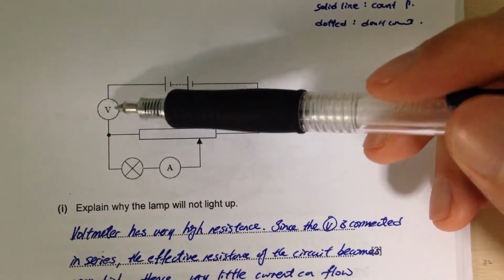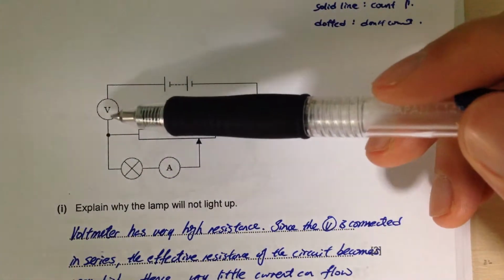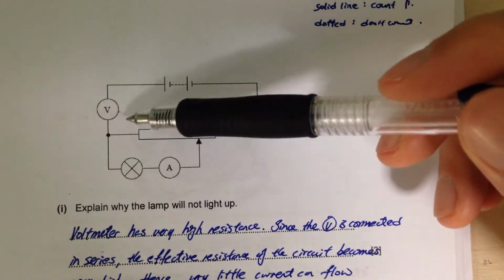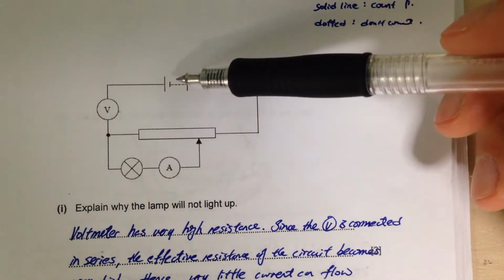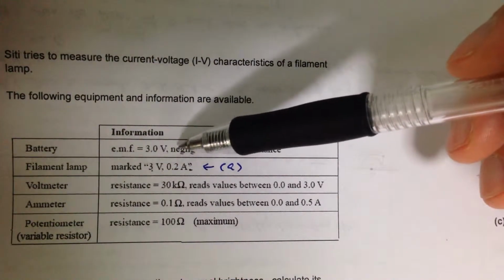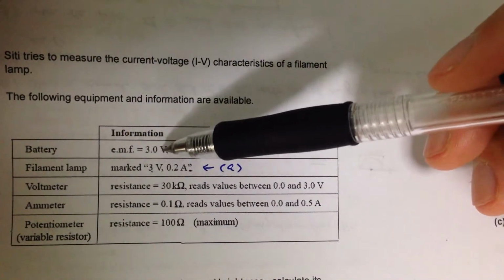And the sharing ratio depends on the resistance of the component. So if this guy is having very high resistance, it is going to receive almost all the EMF from the battery. So if you look at the table here, the battery is having an EMF of 3 volt.